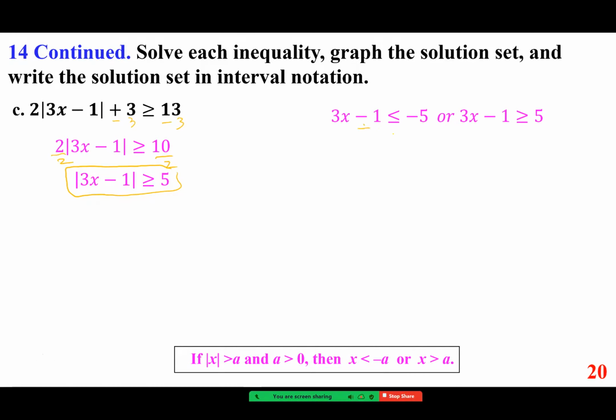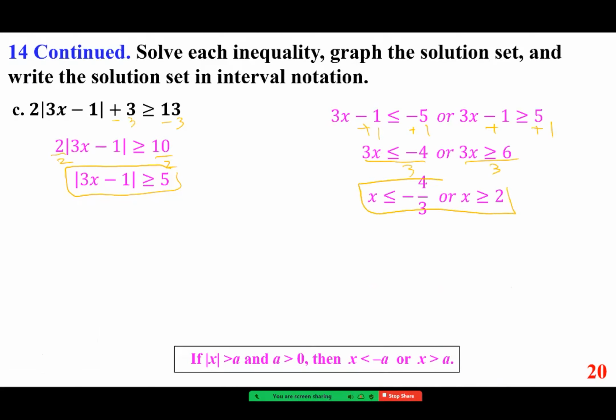Then we add 1. Then we divide by 3. And this is the inequality answer. X is less than or equal to -4/3, or X is larger than or equal to 2. Now, we want the interval notation.